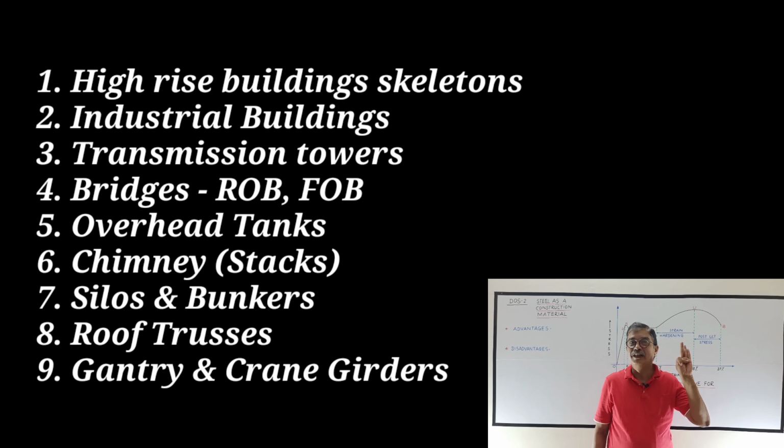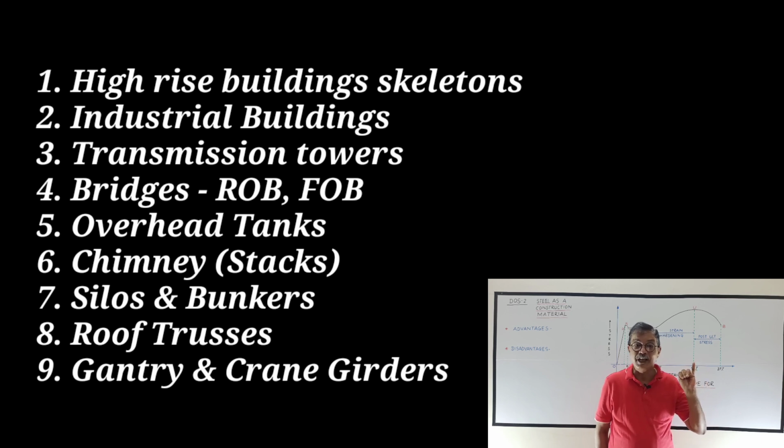Second one, industrial buildings. Third one, transmission towers. Now you know transmission towers are for high tension power lines, high tension transmission lines. Towers are for mobile transmission lines, for radio transmission, for radar and other communication systems. So everywhere towers are used, and those towers are made up of steel structure.